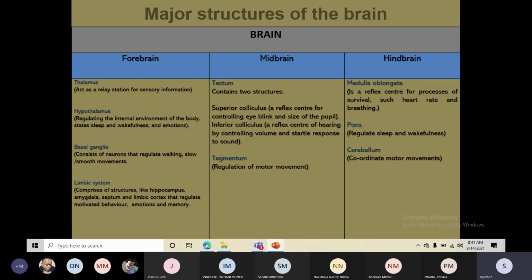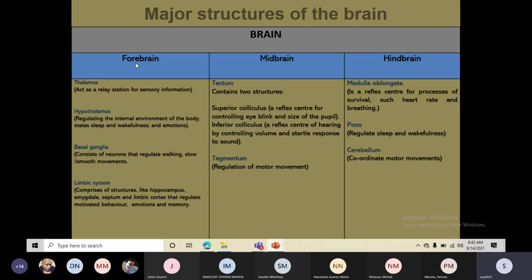Major structures of the brain: we have forebrain, midbrain, and hindbrain. So those are key. Let's start with forebrain. Where is this? You can open page 81, figure 3. Open figure 3 in your textbook to see the structure of the brain.